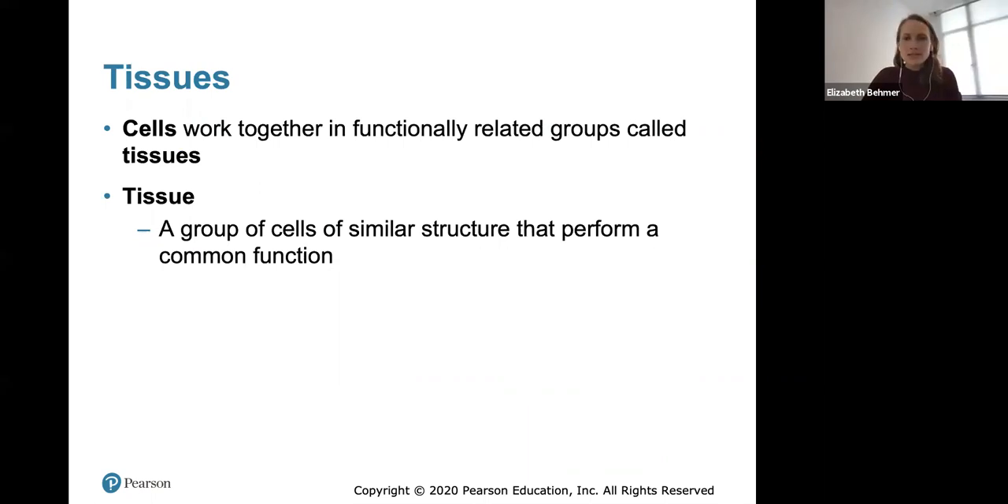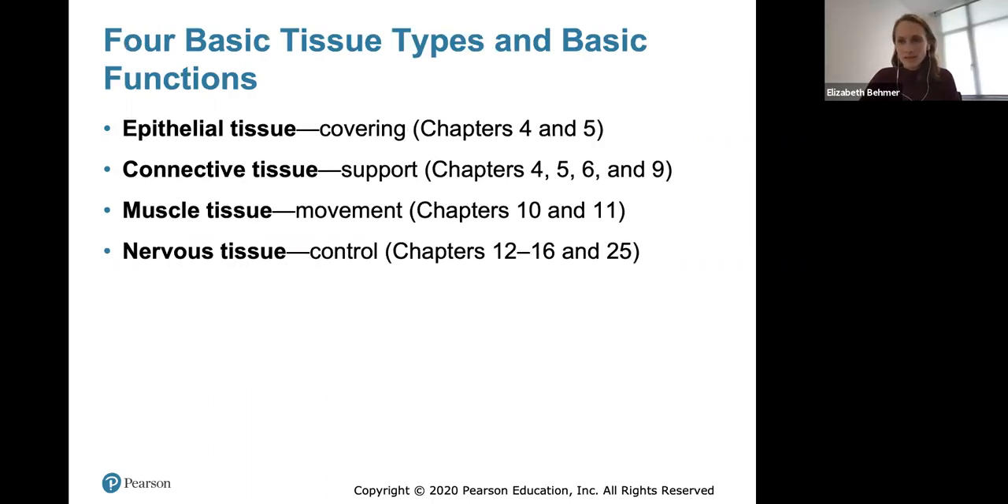So our cells work together, we learned about that last chapter, in functionally related groups called tissues. A group of cells of similar structure that performs a common function is a tissue. These are the four basic types of tissue, which you should be very familiar with. You should know what they do, what their subtypes are. You should know how to identify them and what they look like underneath a microscope. We have epithelial tissue that covers, connective tissue that supports, muscle tissue to help with movement in the body, and nervous tissue to help with control.